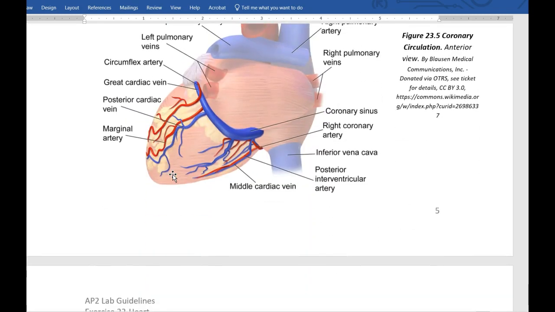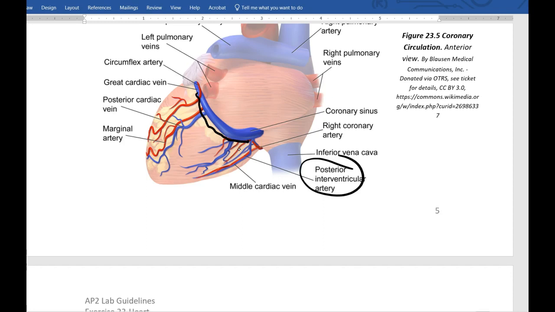Then we get to the back of the heart. From the back, you can still see the circumflex, although they don't show it here, but the circumflex artery would be flowing right around this way. Then on the back, you are going to have your posterior interventricular artery. It's just going to be the big red thing on the back.